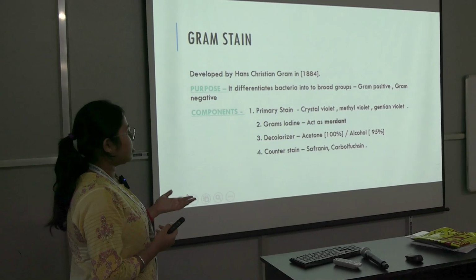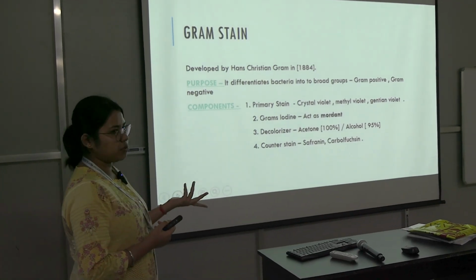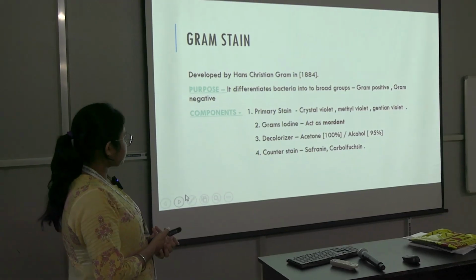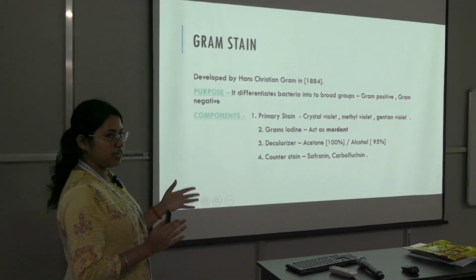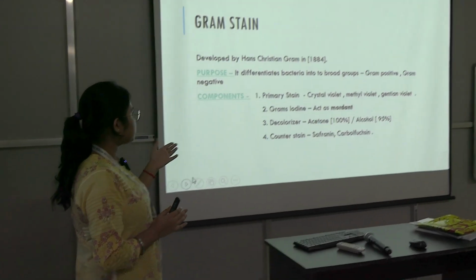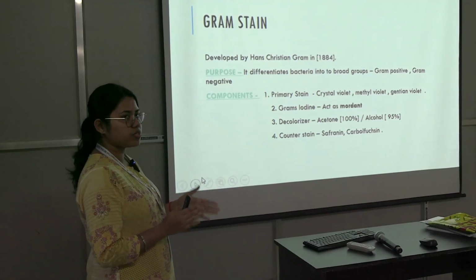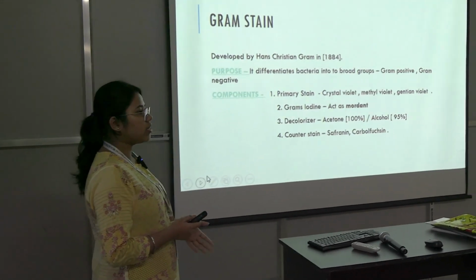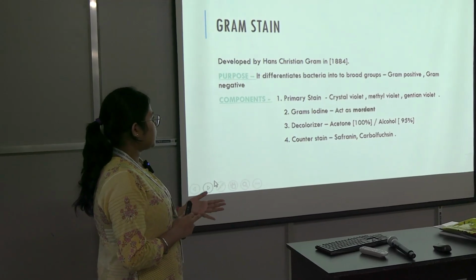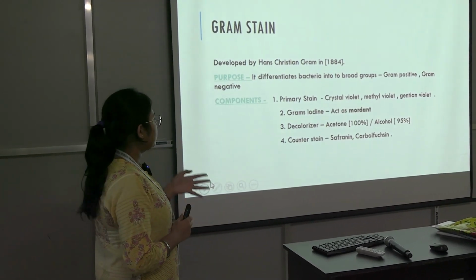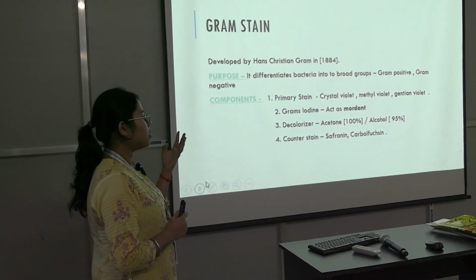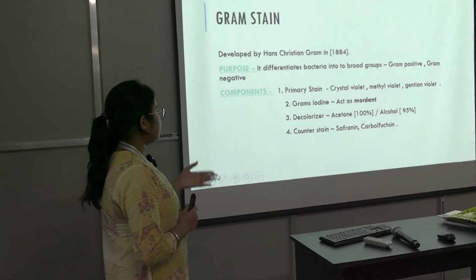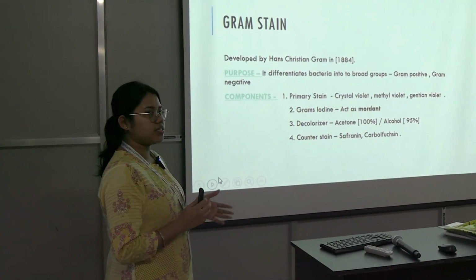Now, who developed gram staining? The scientist's name you should know, Hans Christian Gram. And as in the definition I told, its purpose is to differentiate bacteria into two groups, gram positive and gram negative. So what are the components of gram staining? It contains 4 components. Primary stain, which can be crystal violet, gentian violet or methyl violet, and gram iodine that acts as a mordant.